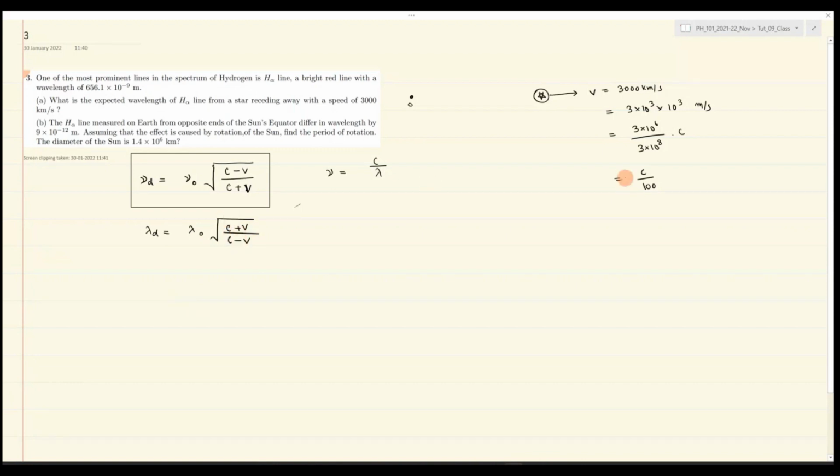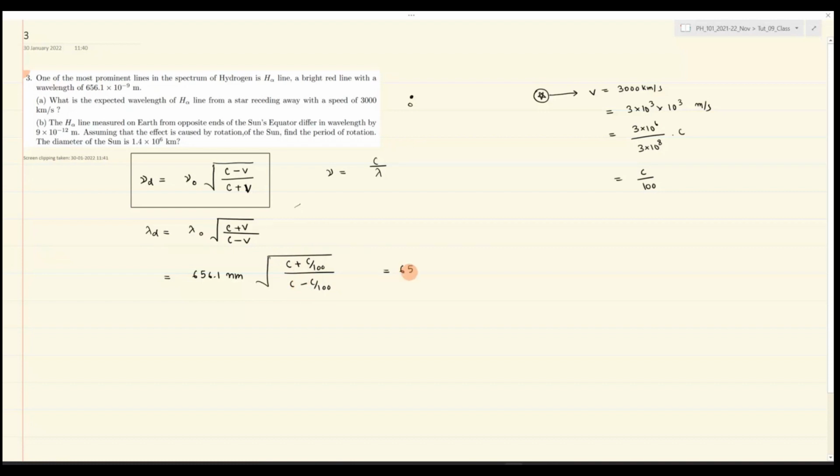Now you know the speed at which it is moving, so you just put it in, it will be 656.1 nanometer. You see, it's in nanometer, right? What is the spectrum for visible light? 400 to 700 nanometer, and it is at the edge of this visible spectrum. So c minus c by 100 divided by c plus c by 100. Oh, sorry, c plus c by 100 by c minus c by 100.